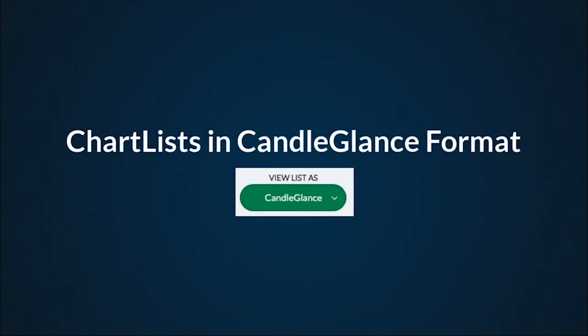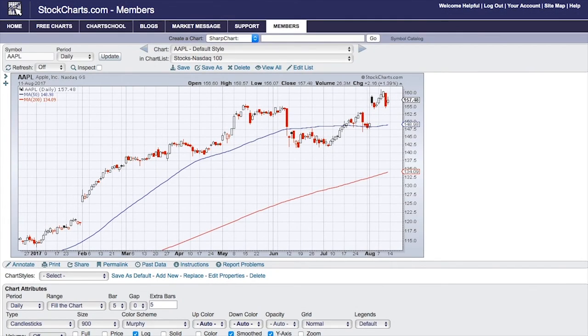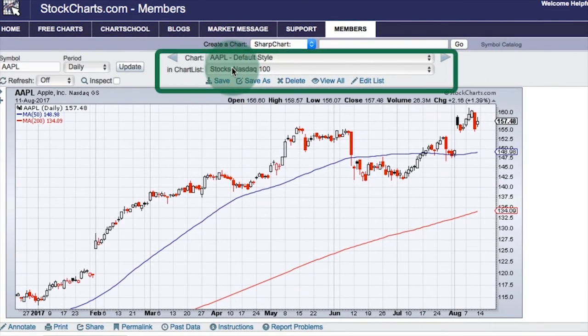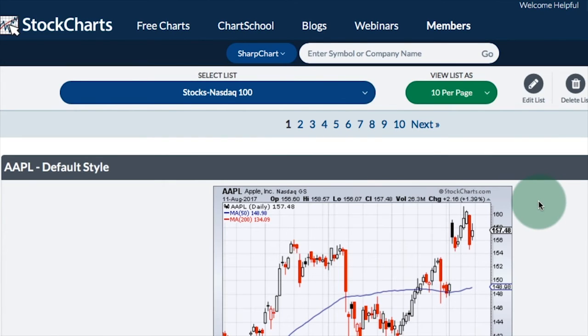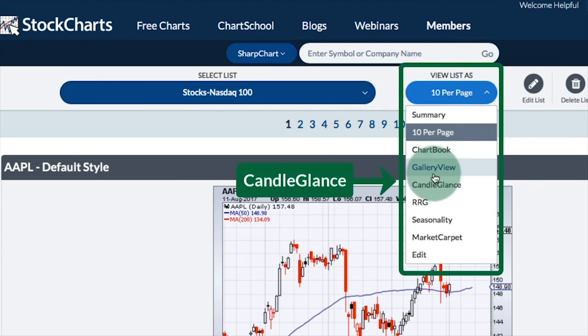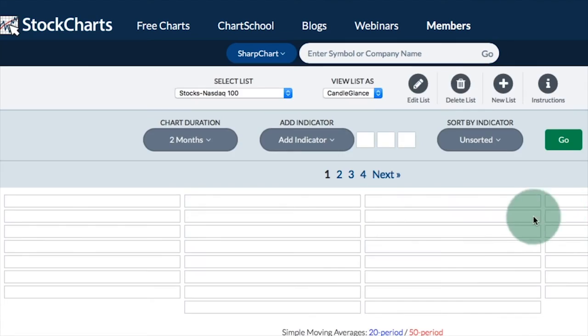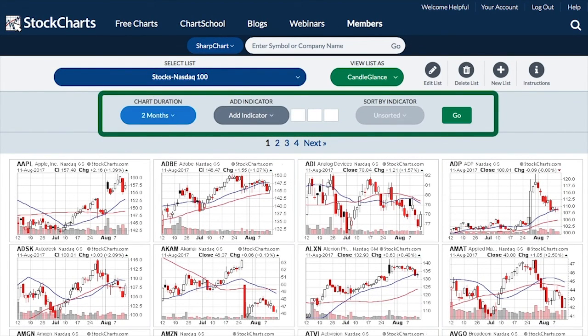Viewing chart list in candle glance format. StockCharts users can also view a chart list as a candle glance group. So here I am in a chart list called Stocks, NASDAQ 100. And if I click the View All link, I will get 10 charts per page. And then up at the top, I have View List As, and I can select from that drop down there and choose Candle Glance. And then I will get 30 charts per page, and I can customize this page using the options at the top.